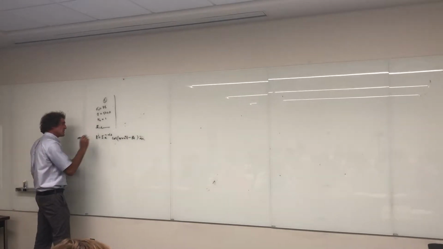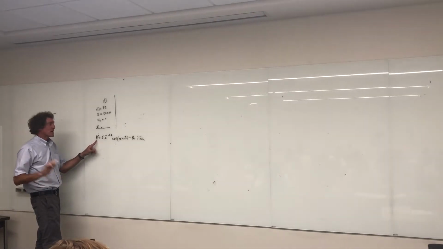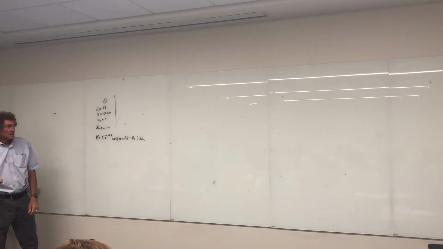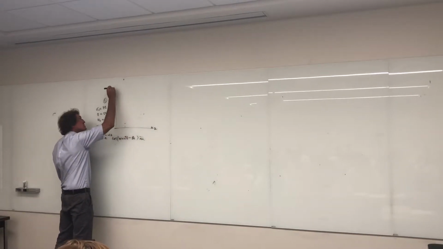Is that the incident field? Does it say incident or E sub I? I think it's incident, propagating in the plus z direction. This is in the z direction, this is x. What else?